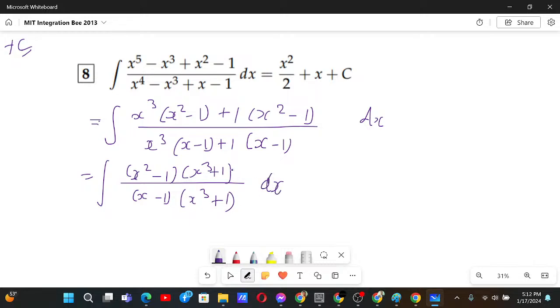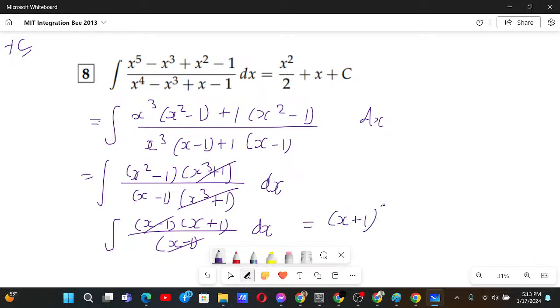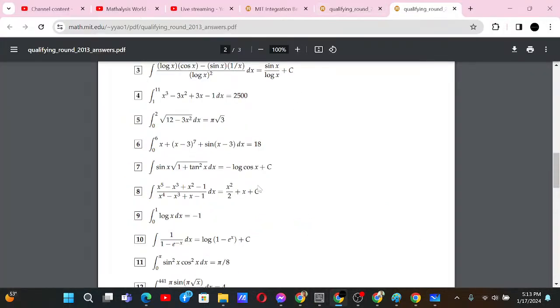Now this cancels out. And now x square minus 1 is just x minus 1 x plus 1 by x minus 1 dx. X minus 1 cancels out, so this is actually x plus 1 whole square by 2 plus c. That's the answer. This one has just some factorization techniques and nothing more. It wasn't that hard actually.